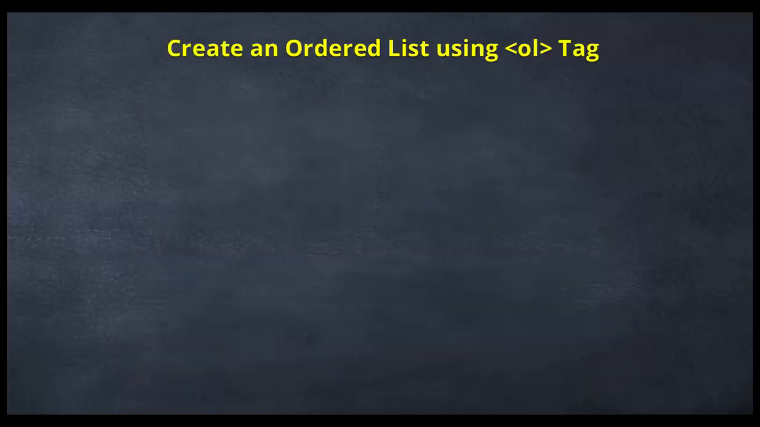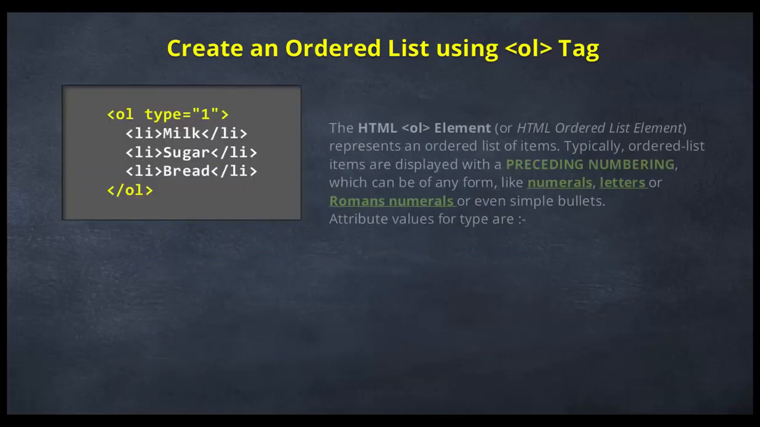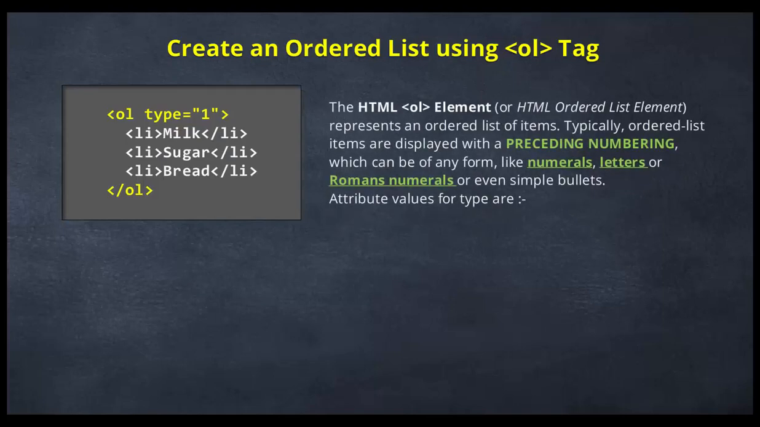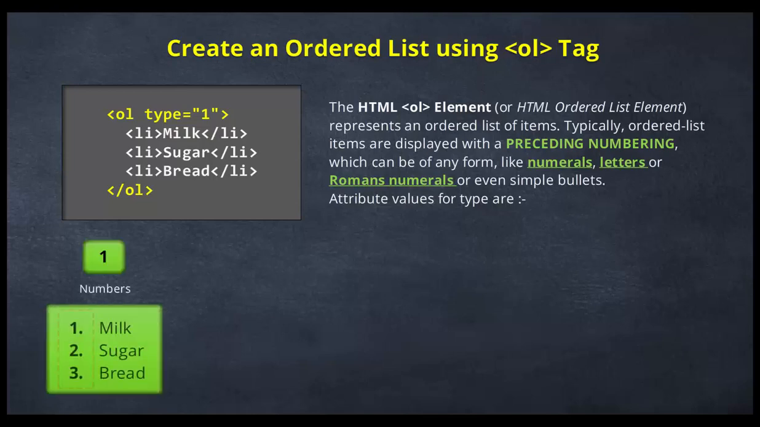Creating an ordered list using OL tag. The HTML OL element or HTML ordered list element represents an ordered list of items. Typically, ordered list items are displayed with the preceding number, which can be of any form, like numerals, letters, or Roman numerals, or even simple bullets. In this example, attribute type number defines that the list items will be numbered with numbers.